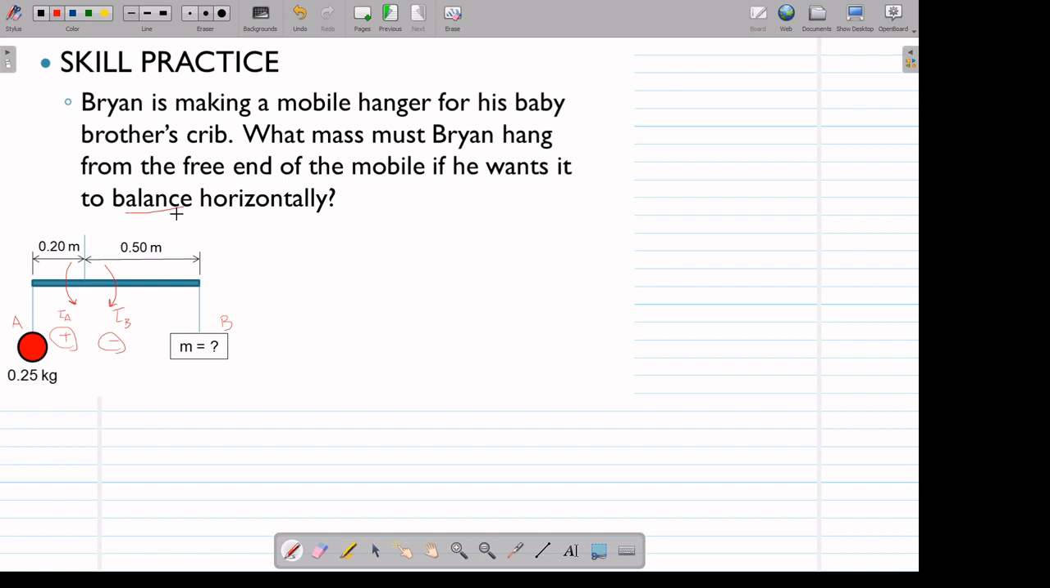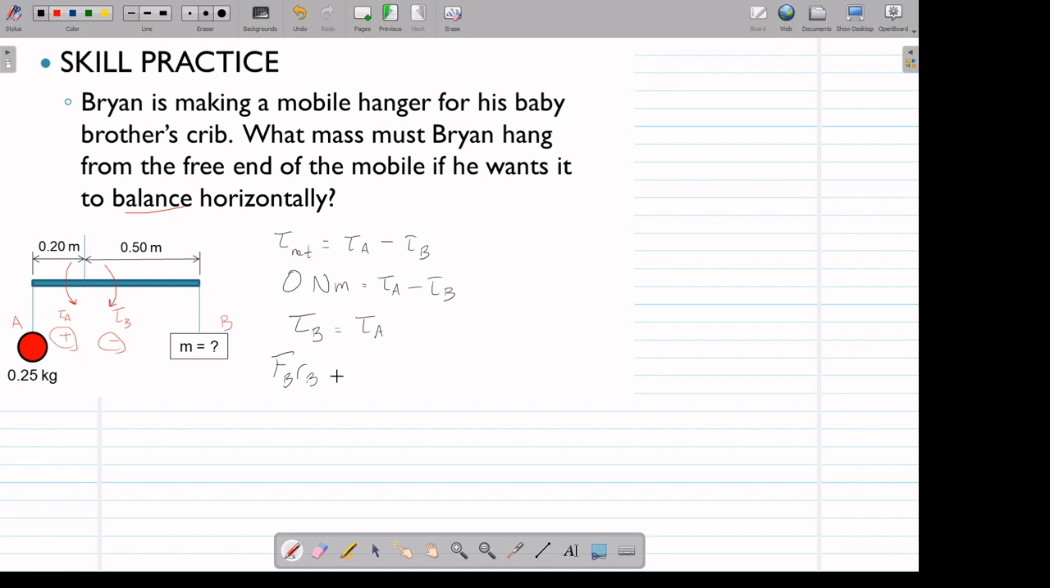Now we want this mobile to balance, which means that the net torque is 0. So the net torque is equal to tau A minus tau B. We're calling tau B negative because it will cause the mobile to rotate in the clockwise direction. The net torque is 0 Newton meters. We'll add tau B to both sides, so we get that tau B is equal to tau A. All right, tau B is equal to force B multiplied by radius B.